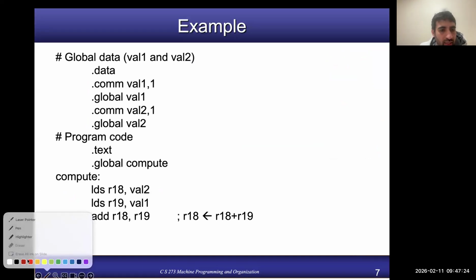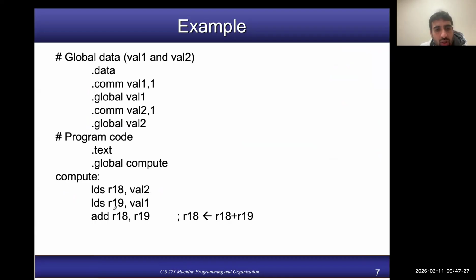Then here we are saying load the value from the memory location named val1. Here we have already reserved 1 byte in the memory and gave it the name val1. So load the value from that memory location into register R19. And then we are saying add R18 and R19. Then store the result from R18, which holds the result of the addition, into the memory location named val1, which we already reserved.